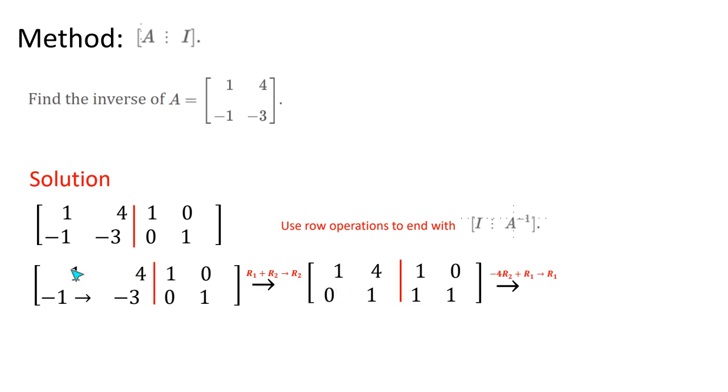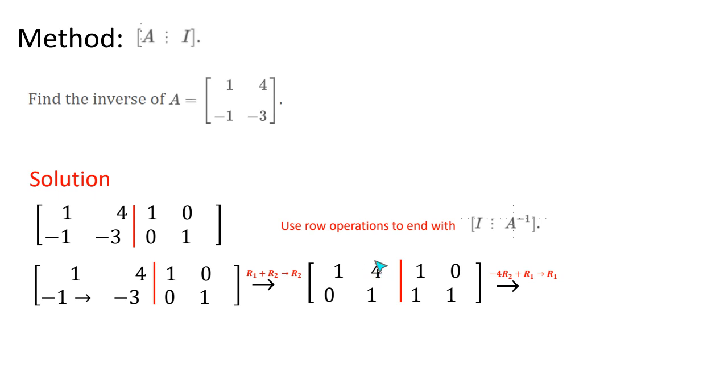Okay, so 1 plus -1 is 0. 4 plus -3 is 1. 1 plus 0 is 1. 0 plus 1 is 1. I didn't change the first row. I just rewrote it. Now I want a 1 here, which I have, so that's good. So let's make this 4 a 0.